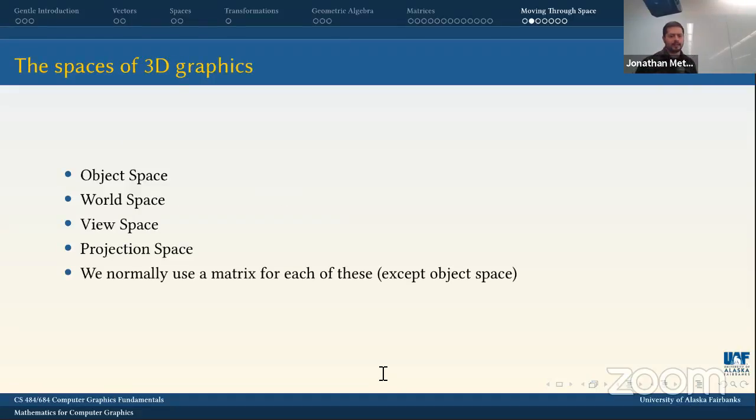And as I mentioned, we typically use a matrix for these. Sometimes we don't use a matrix for object space, because you don't need to move from non-object space to object space. We just say this is the XYZ position.